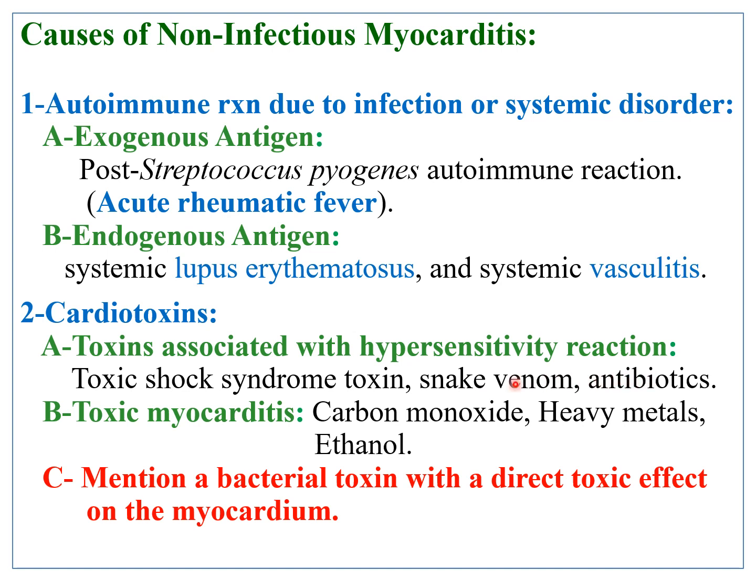On the other hand, carbon monoxide, heavy metals, and ethanol have a direct lethal toxic effect on the myocardium. So they by themselves have their toxicity on the myocardium. Now, the first question for this lecture is that you have to mention one bacterial toxin that has a direct toxicity on the myocardium.